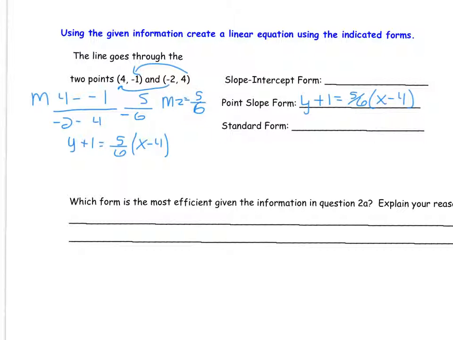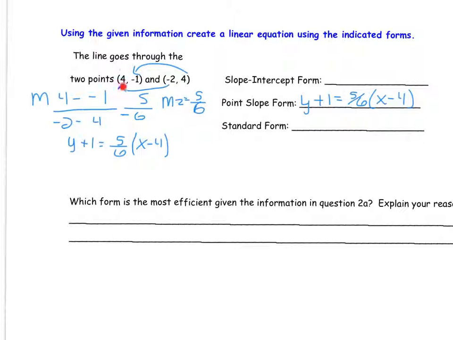And remember, this is really just y sub 2 minus y sub 1 over x sub 2 minus x sub 1. But this is my visual, so I can keep the y's on the top, the x's on the bottom, and my order the same. So now I have my slope is negative 5/6.